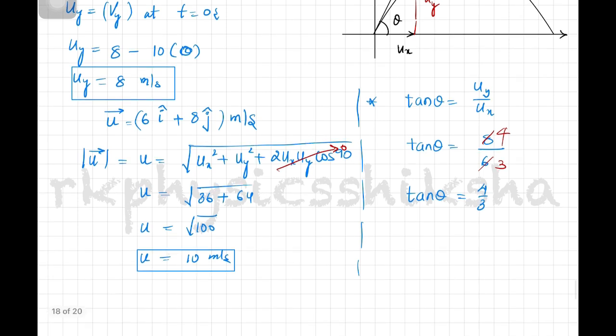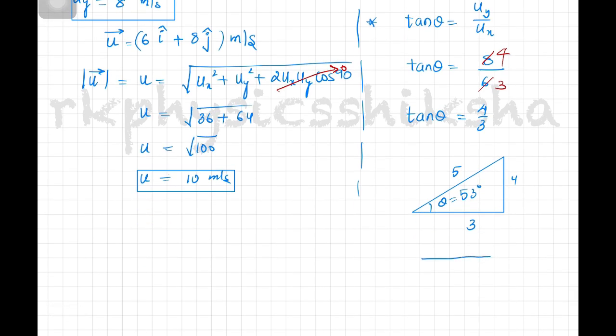For 4 by 3, calculating the theta value is very simple if you remember one triangle. Please remember this: if this is theta, this will be 5, the opposite is 4 and the adjacent is 3, because tan theta is always opposite by adjacent. For these values, it is possible only if theta is equal to 53 degrees. This is one triangle, for 53 degrees, and you should remember one more such triangle, for 37 degrees. Only a small change will happen there. I'll tell you that also.